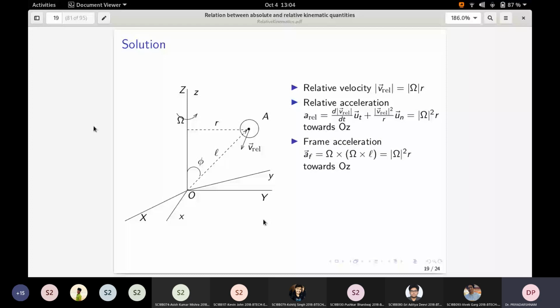So now let us compute the frame acceleration. Because we have assumed constant angular velocity, d omega by dt is 0. So only this omega cross the position vector L has to be considered. So this quantity is also modulus of omega square r. Can you verify this?